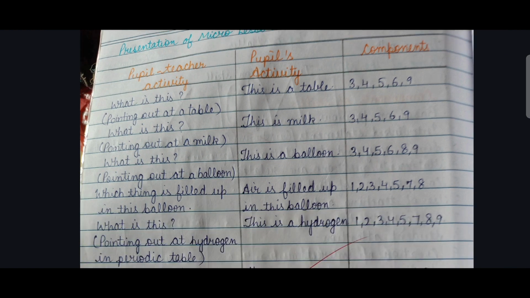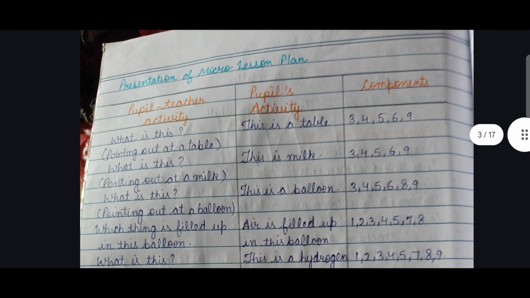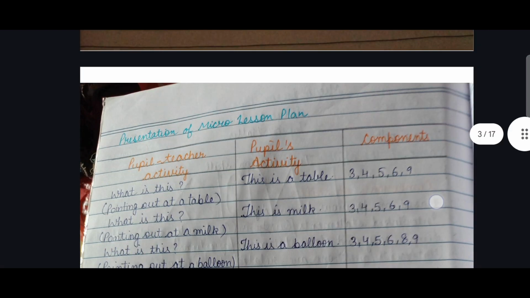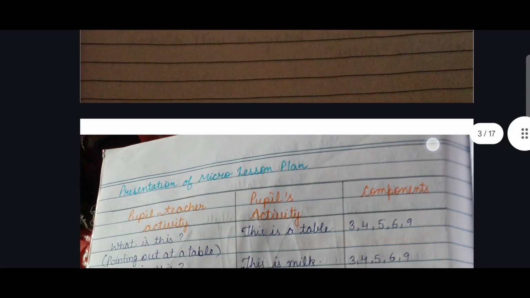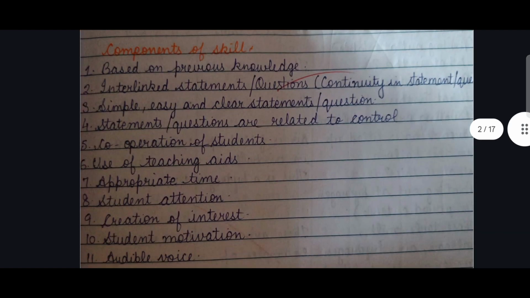Now the pupils activity is here. The pupils will answer those questions, and the components, as we already discussed, are mentioned here, showing which component is being used while asking that question. So you can check that out, like these components: third, fourth, simple, easy, and clear statement question. Questions should be simple, as we have already read, simple and easy.